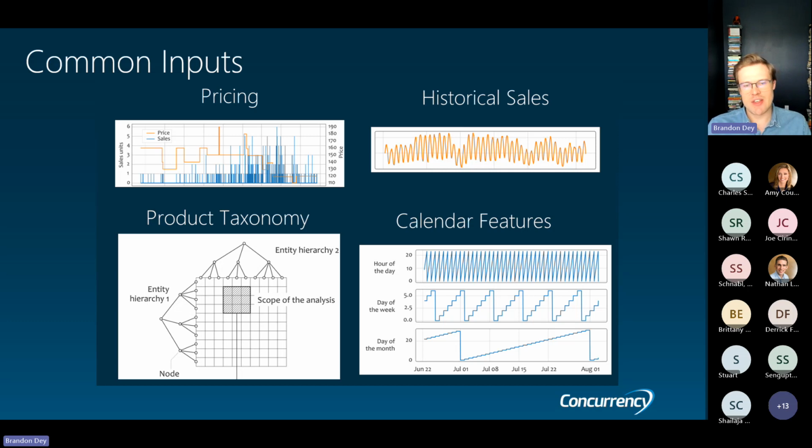So that's pricing. Historical sales, this is really just the thing you're trying to forecast. If you have historical patterns of that, that is a very useful source of information to predict the future, right? Let's use the past to predict the future so long as we anticipate the future looking like that past. Product taxonomy information, this is essentially where the product or widget or what have you is situated in the product taxonomy, right? Within categories and subcategories and so on. That information is useful. And then calendar features, this is just day of the week, hour of the day, that kind of thing, all very helpful.